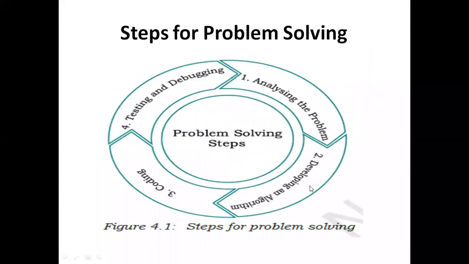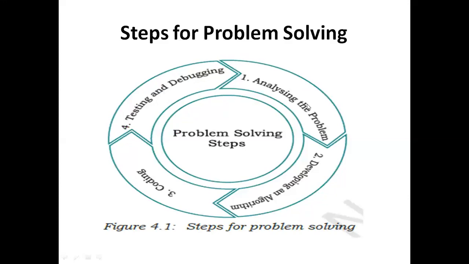Problem solving. And what are the steps involved in problem solving here? The first step is analyzing the problem. The second step is developing an algorithm. And the third step is coding. And the fourth step is checking whether it works for the given input, whether for the given input it is giving the right output or not, whether it is accepting the correct inputs or not. Such a thing we call testing and debugging. Testing and debugging.